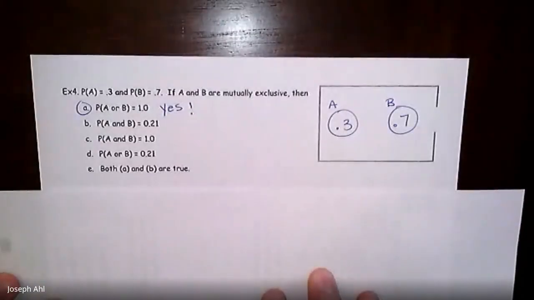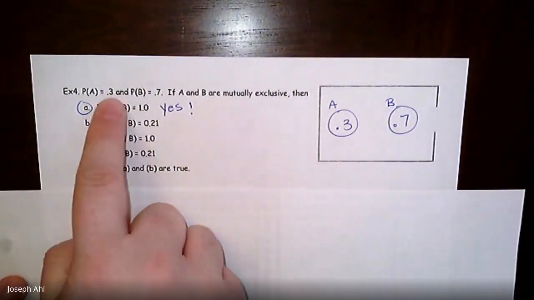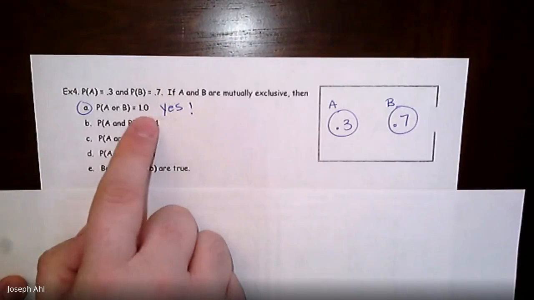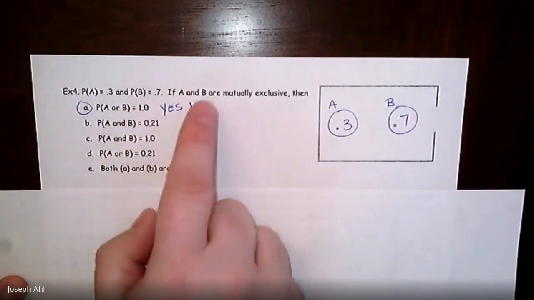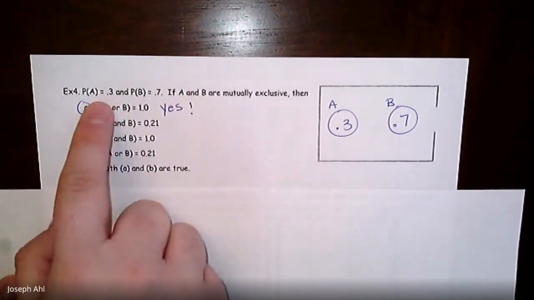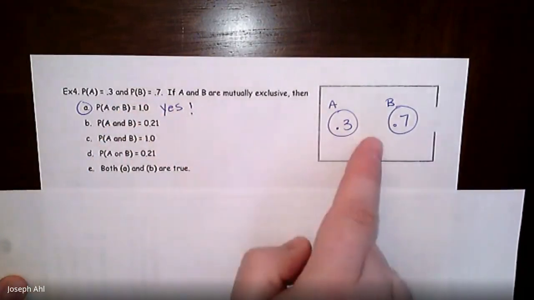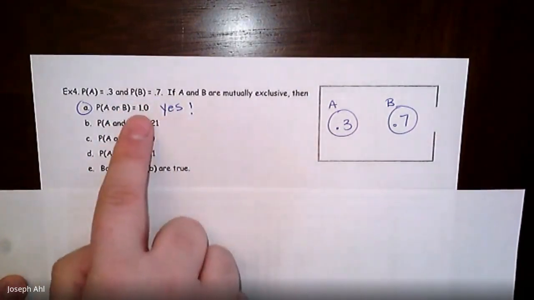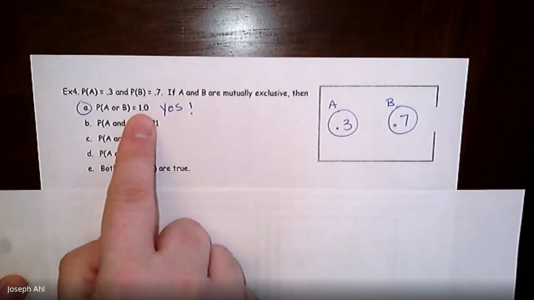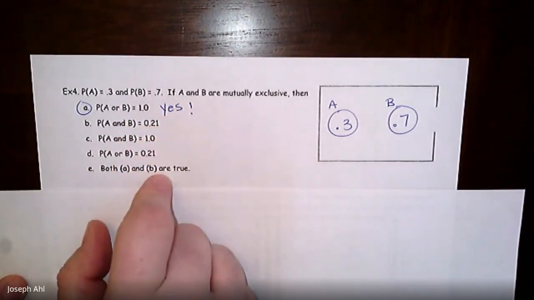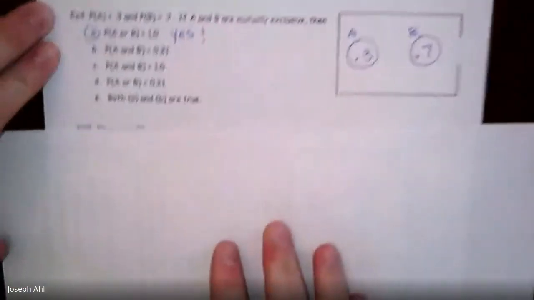Okay. For example 4, if A and B are mutually exclusive, then the probability of A or B, given the probabilities at the top, would be 1.0. If those are the only 2 events happening, the probability of one or the other, given that they're mutually exclusive, would be 100% chance of that happening. Okay. None of the others would be true, given that criteria.